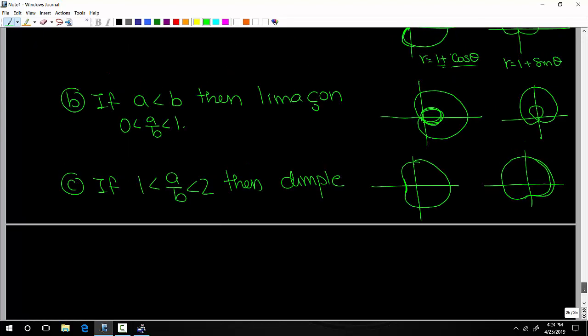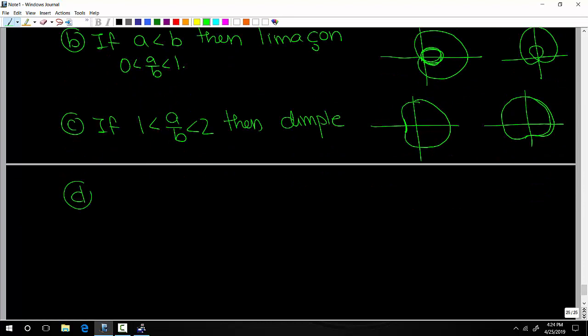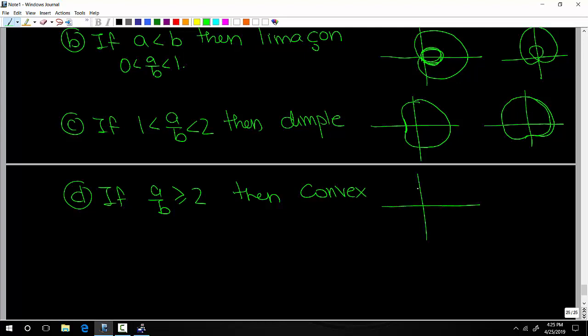Okay. Then the last case is if a over b is greater than or equal to 2, then we get a convex cardioid. So that looks kind of like an egg, oblong. Okay, same thing over here.